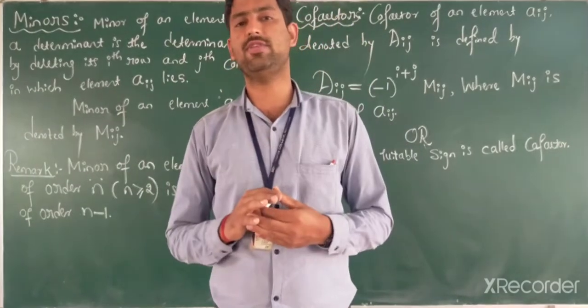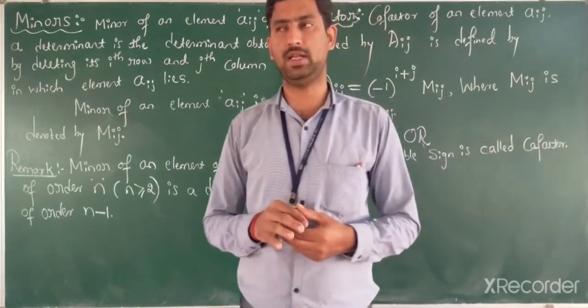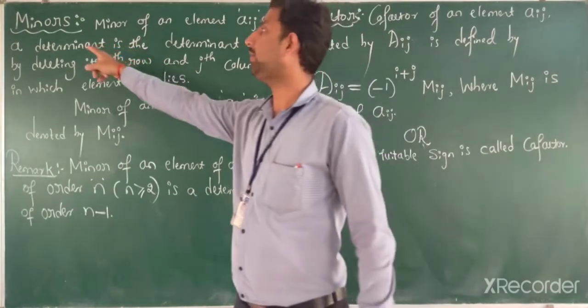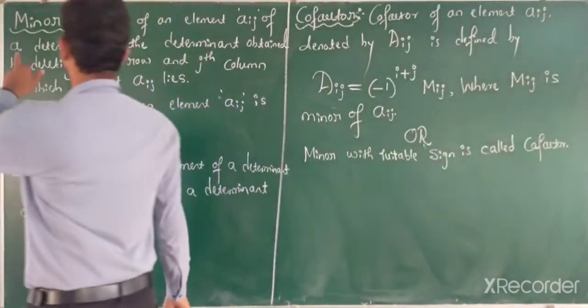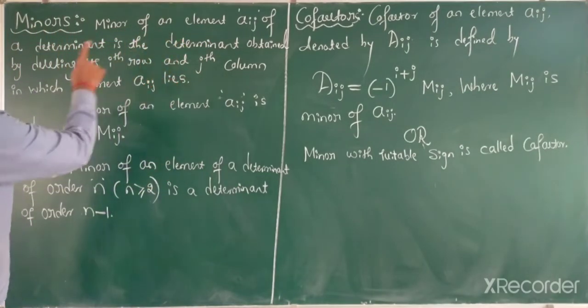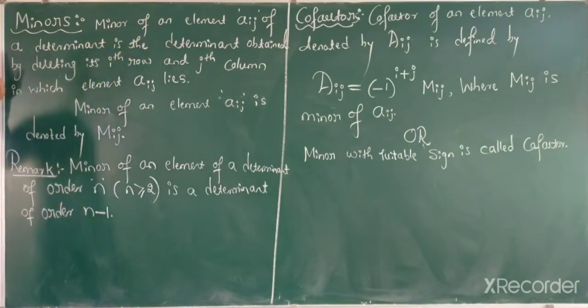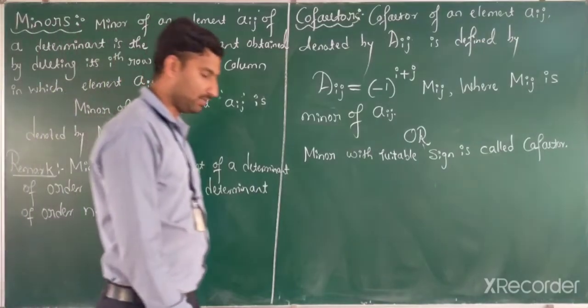If you know the minor well, then the cofactor concept is very simple. Cofactor entirely depends upon the concept of minor. What does it tell? Minor of an element Aij of a determinant is the determinant obtained by deleting its ith row and jth column in which the element Aij lies.